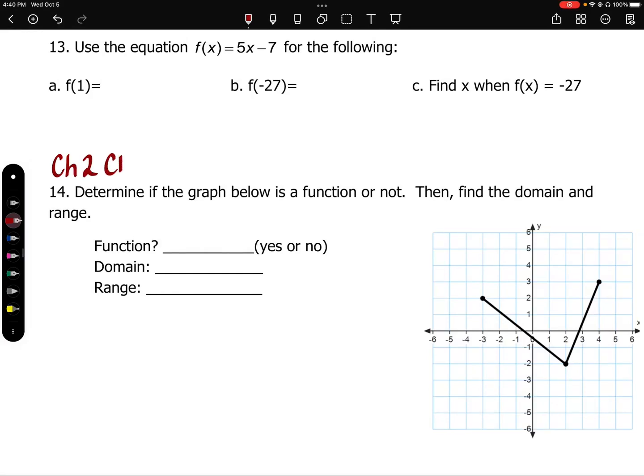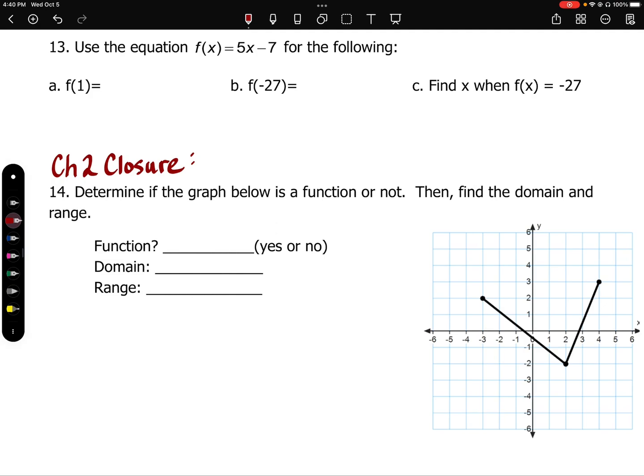Welcome to the Chapter 2 Closure, problem number 14. This is the help video. If you're stuck on this one, hopefully we can help you out. So it says determine if the graph below is a function or not, then find the domain and range.